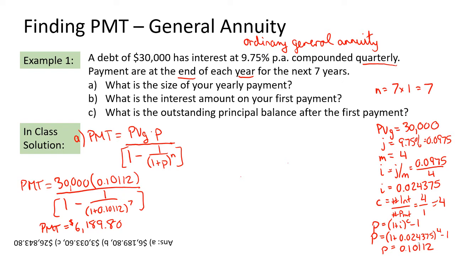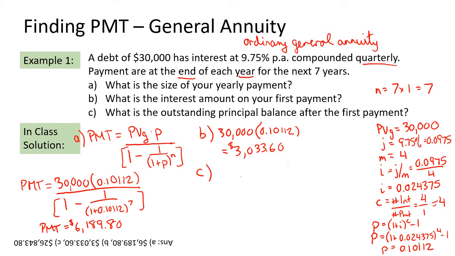Okay? So part B asks for what is the interest on your first payment. So remember, it's the same way we did it in the previous lesson. Our outstanding principal when you're at your first payment is still $30,000. It's the start of your debt, right? Because you haven't paid any off. So it's simply $30,000. But in this case, it's multiplied by the equivalent rate of interest, not the periodic rate of interest. In this case, 0.10112. And if you calculate that out, all right, you get an interest of $3,033.60.